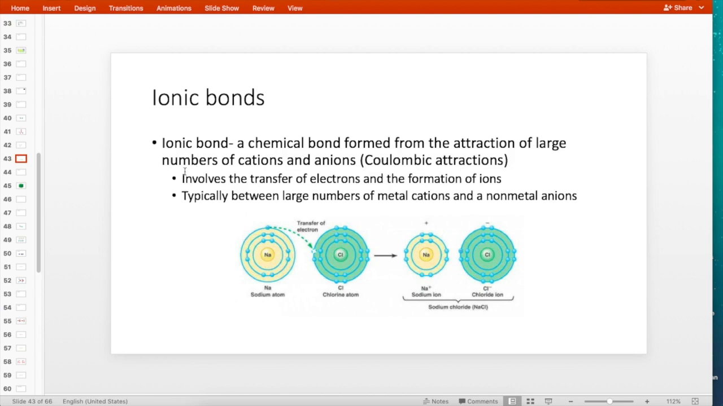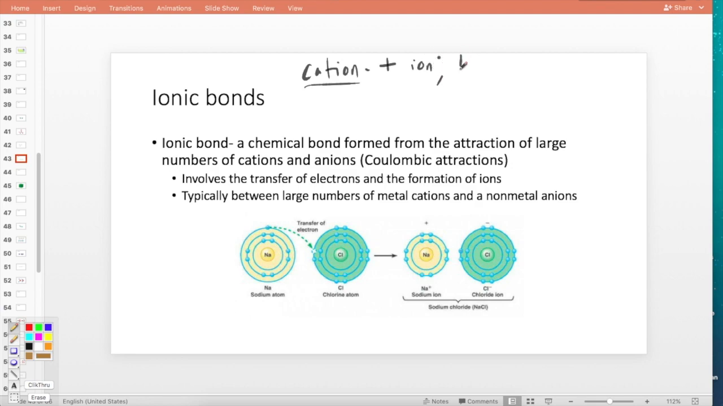An ionic bond is a chemical bond formed from the attraction of large numbers of cations and anions. And these are Coulombic attractions between positively charged particles and negatively charged particles. Let's review some terminology. What is a cation? That is a positive ion. How did the ion become positive? It lost electrons, correct? It lost some negative bits.